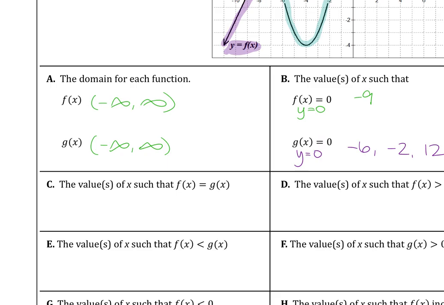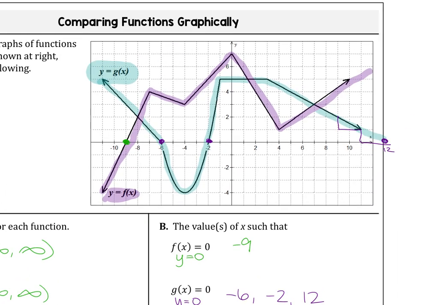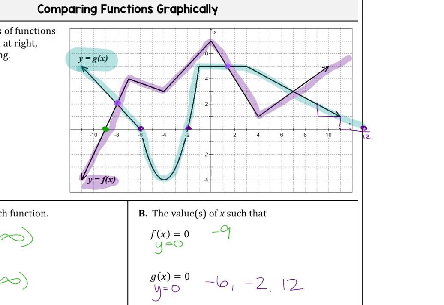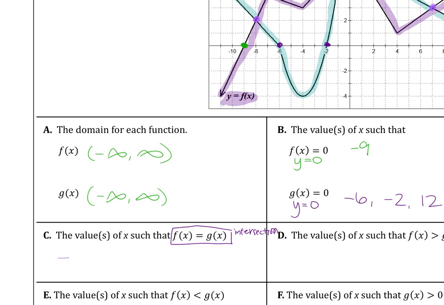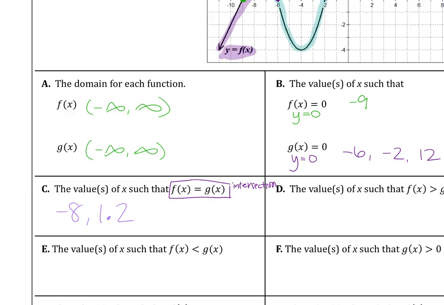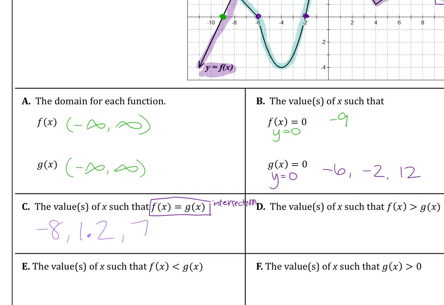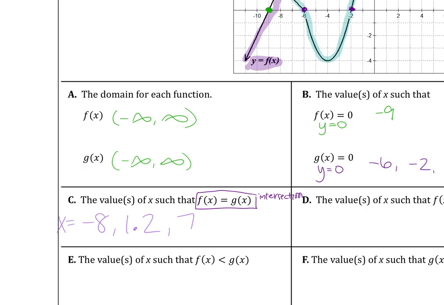The values of x such that f of x equals g of x. Okay, remember f of x equals g of x is an intersection. So where do our two lines crisscross each other? They are here, here, and here. Okay, we've got 3 of them. So the first one is at negative 8. The second one, I'm going to estimate 1.2. And the last one, 9. Ooh, no, 7. Okay, there they are. So that is where x equals each one of those.